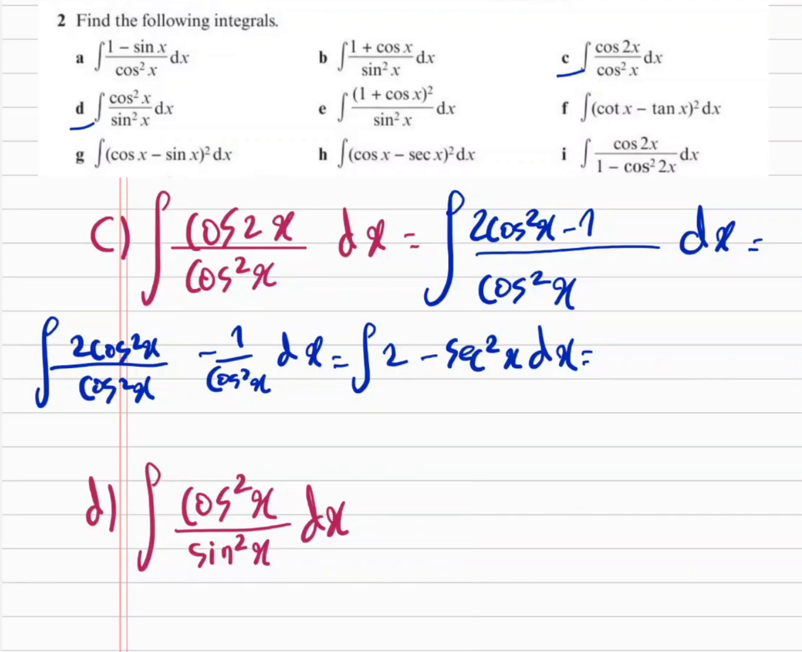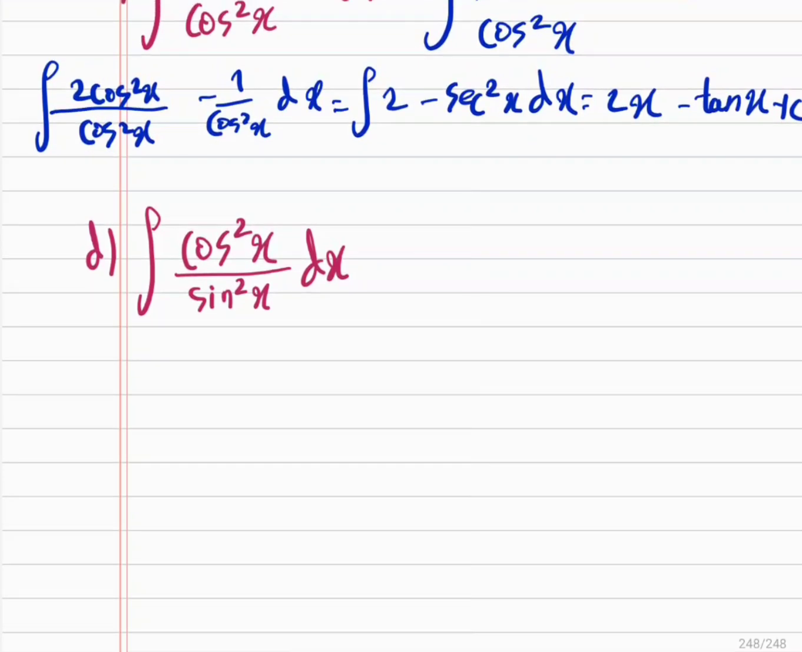And now this is a simple integration because 2 integrates to 2x, and sec squared x is a standard result, so it integrates to tan x. So we get minus tan x, because it's minus sec squared x, plus c.